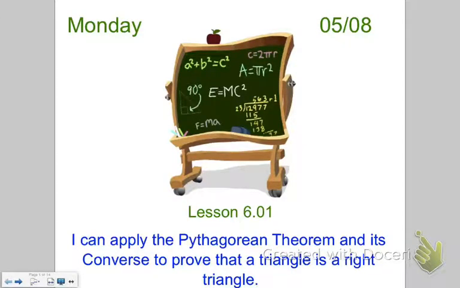We are officially in our last unit for the 8th grade school year. And today we're going to be looking at lesson 6.01. We're going to learn the Pythagorean theorem and its converse to prove that a triangle is in fact a right triangle.